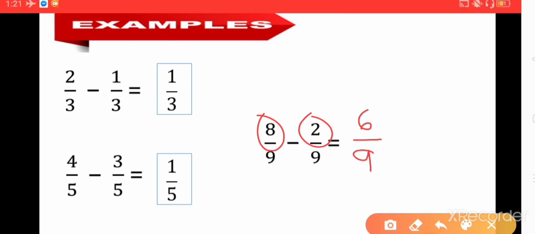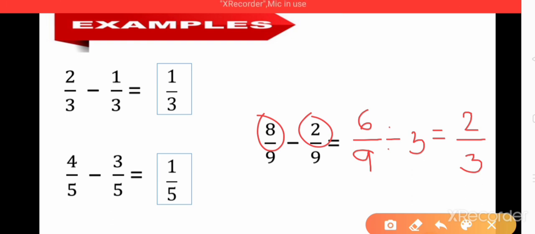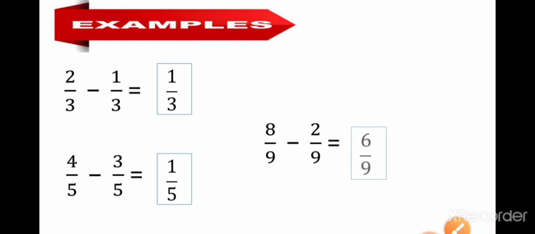Ngayon, 6 and 9. Meron ba silang, or meron bang number na pwedeng i-divide sa kanilang dalawa? Yes. So, ano yon? 3. So, 6 and 9, i-divide natin siya by 3. 6 divided by 3 will give you 2. Then, 9 divided by 3 will give you 3. Ngayon, final answer na ba to? Very good. So, yung 6 over 9, naging 2/3.